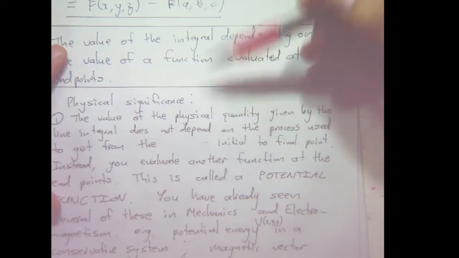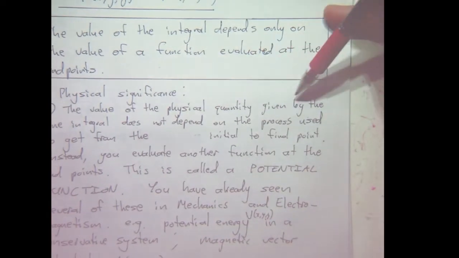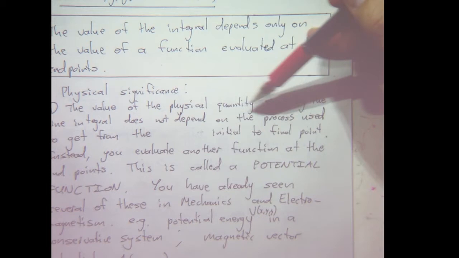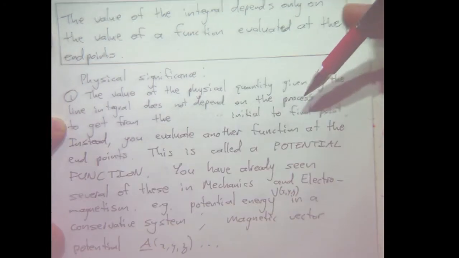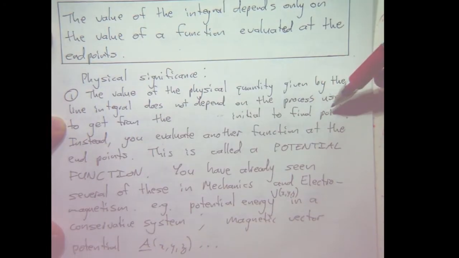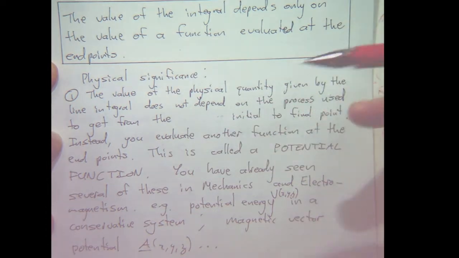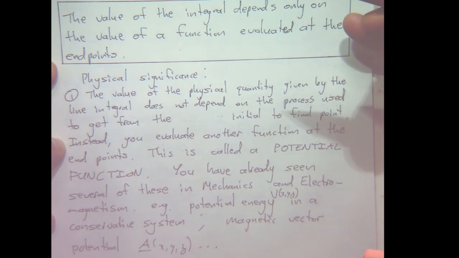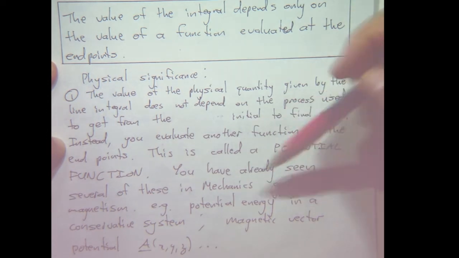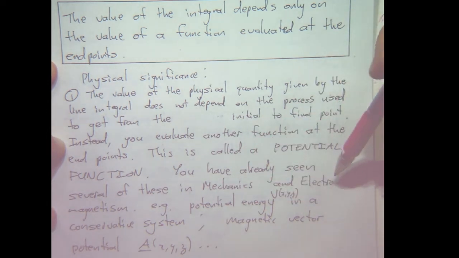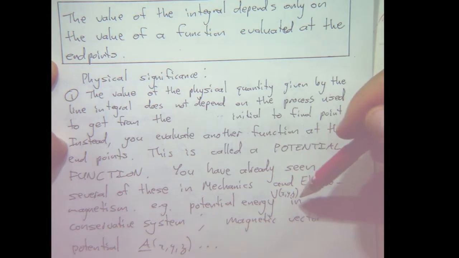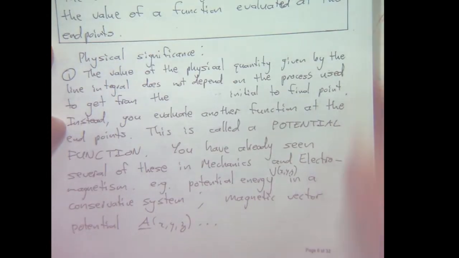So the physical significance is that the value of a physical quantity given by the line integral does not depend on the process used to get from the initial to the final point. Instead, you evaluate another function at the endpoints. And that function is called a potential function. Now you have already seen several of these in mechanics and electromagnetism, like potential energy, magnetic vector potential.